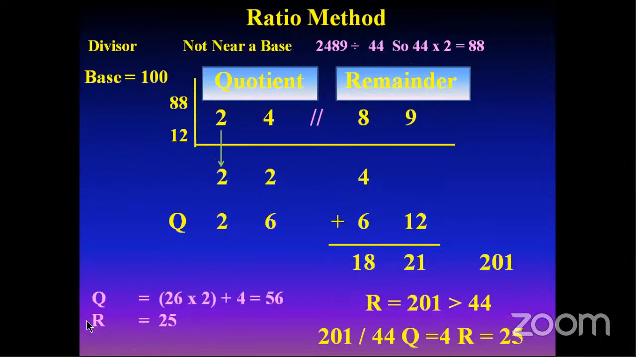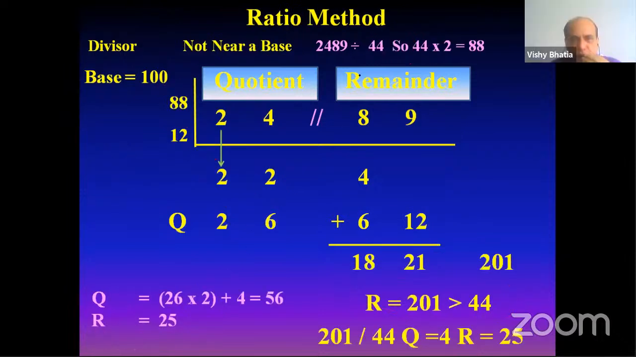Let's move to the ratio method. In the ratio method, I get a number like this, which is not close to any particular base. So what is happening is dividing by 44, but I upscale this 44 to bring it close to a base. So I multiply the divisor by 2. This is what I've done over here. I brought it close to the base 100.